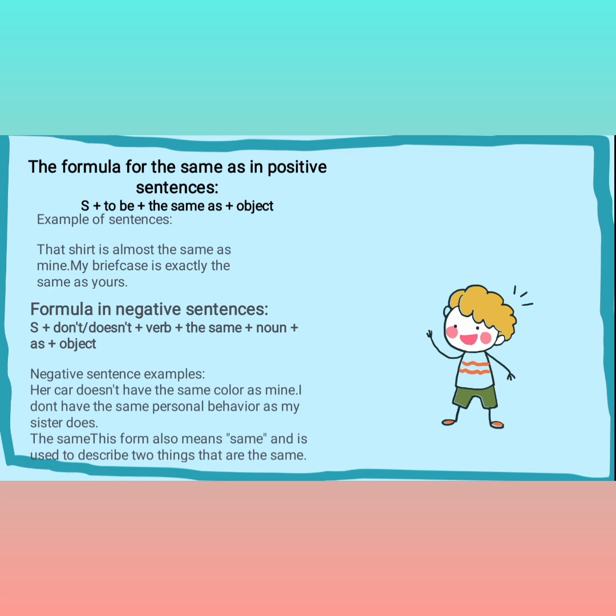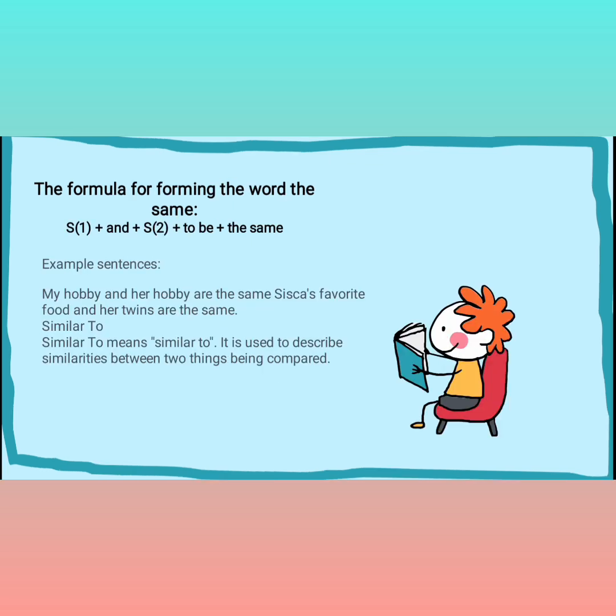The same: this form also means same and is used to describe two things that are the same. The formula for forming the word the same: subject 1 plus and plus subject 2 plus to be plus the same. Example sentences: My hobby and her hobby are the same. Siska's favorite food and her twin's are the same.